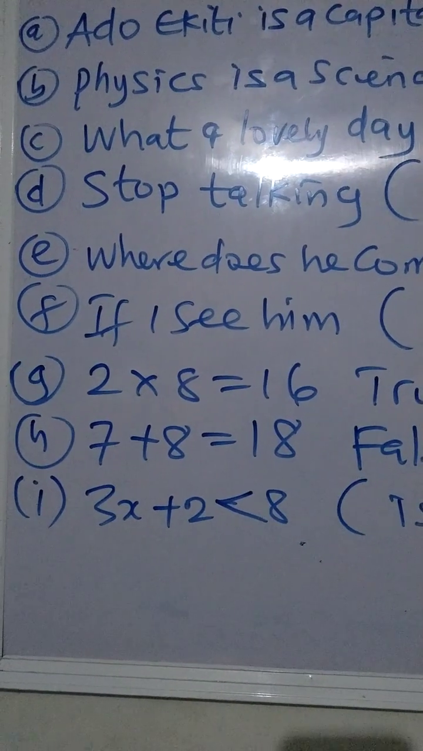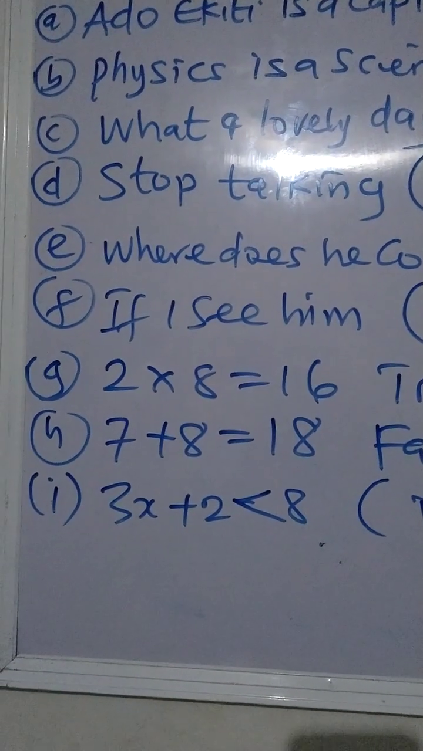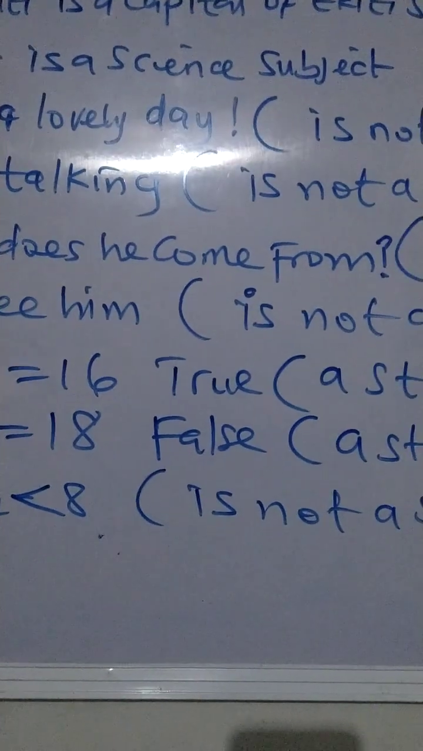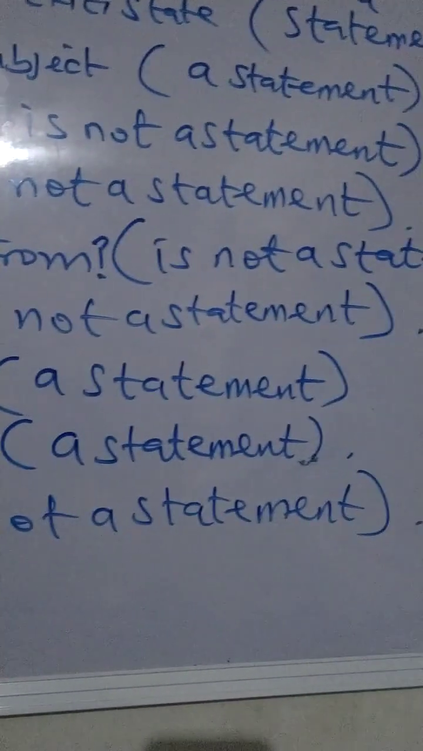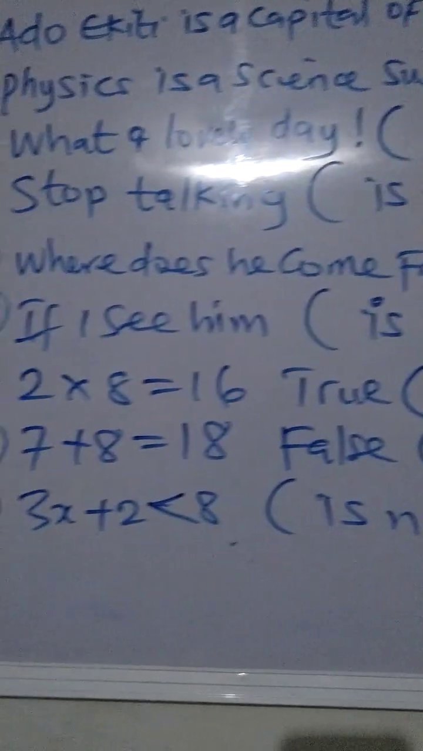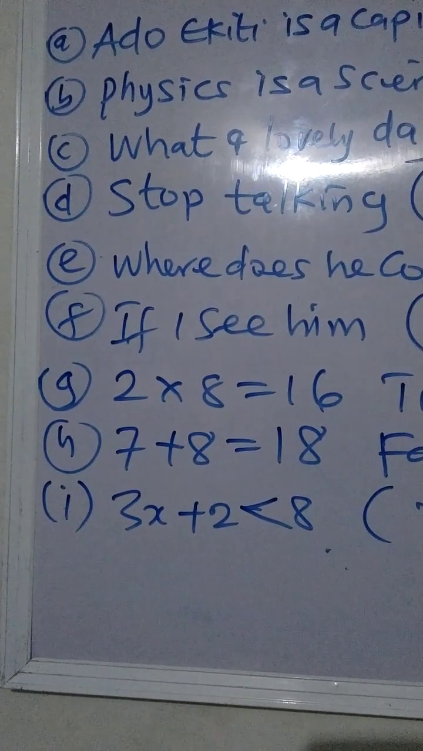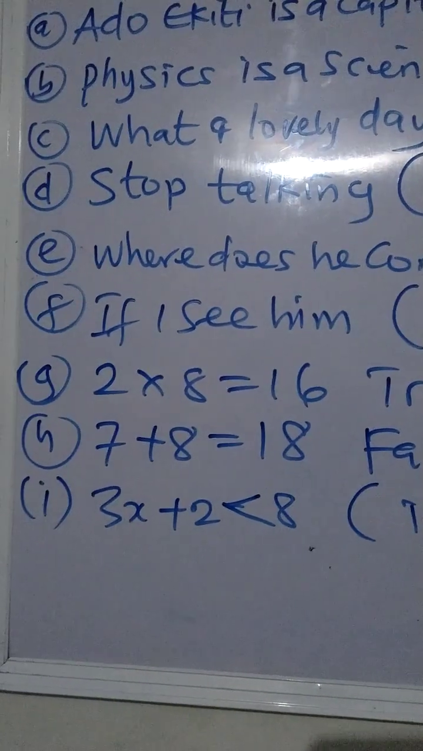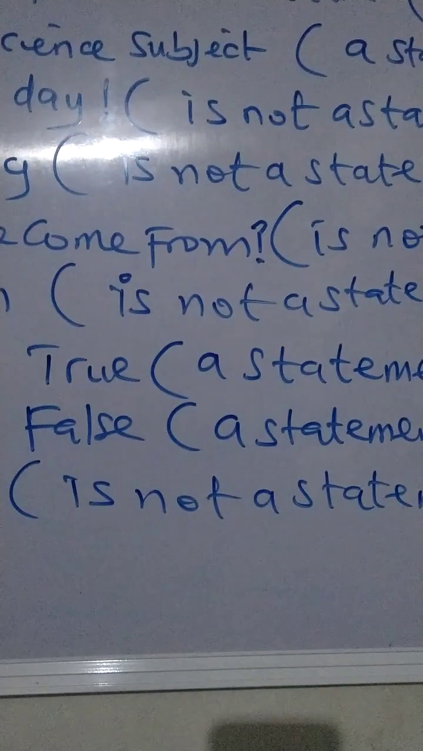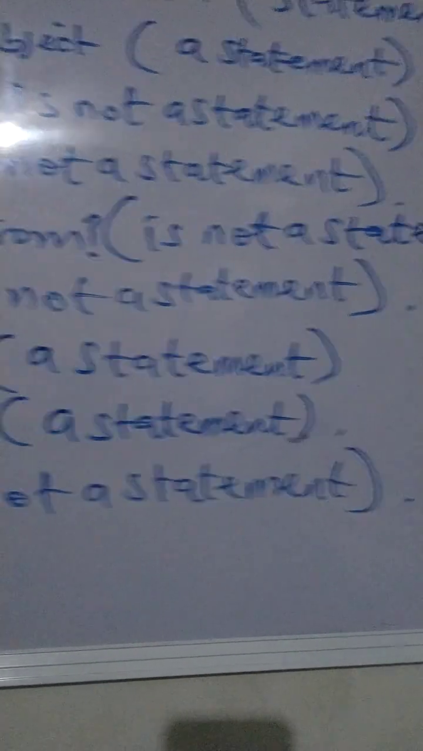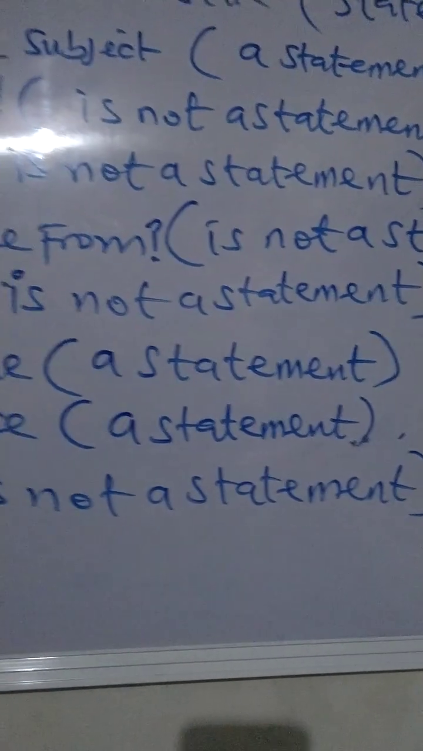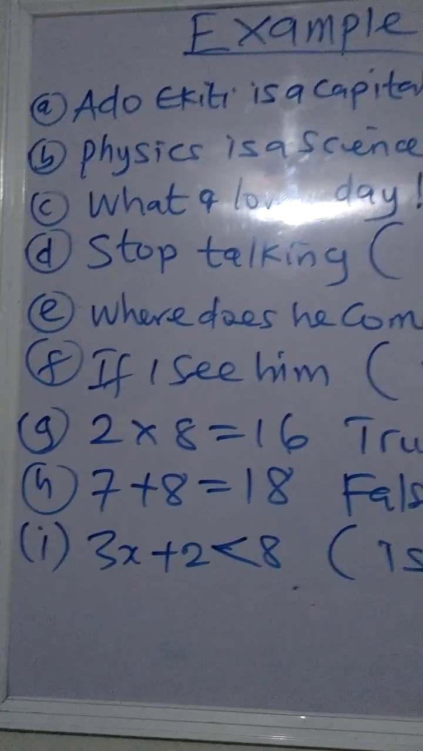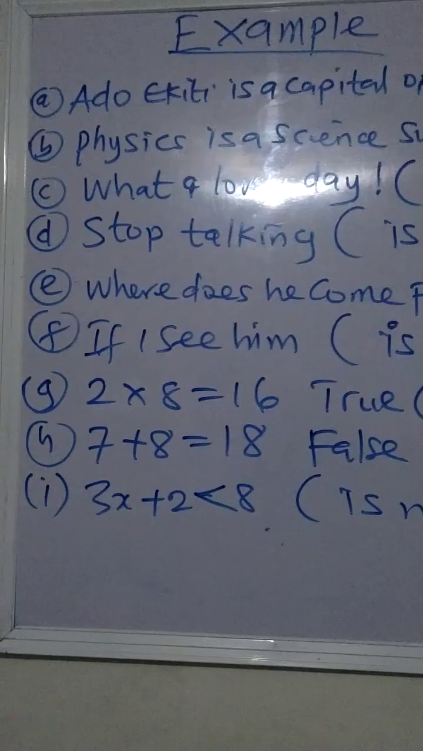H says 7 plus 8 equals 18. Though 7 plus 8 cannot give you 18, here it is saying 7 plus 8 equals 18. It is a false statement, but it is also a statement. I says 3x plus 2 is less than 8. That is not a statement. There are no facts in that. It's not a statement.